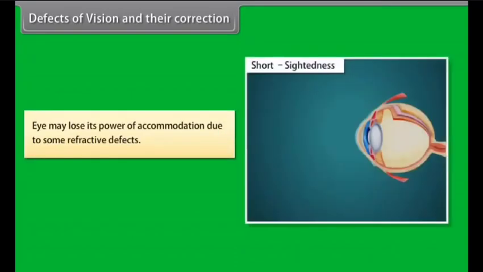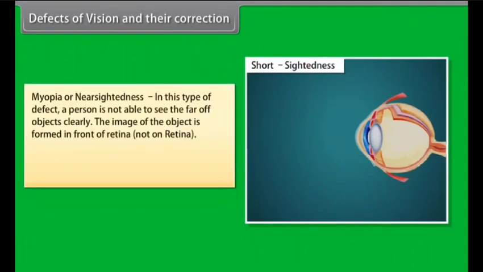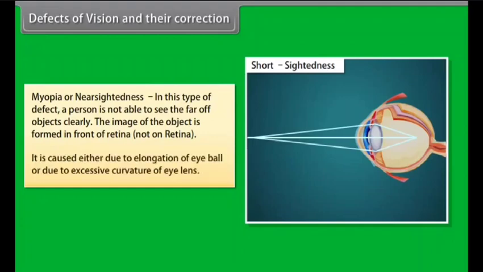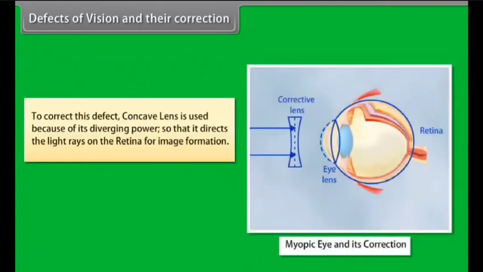Defects of vision and their correction. The eye may lose its power of accommodation due to some refractive defects. There are three such defects. Myopia or nearsightedness. In this type of defect, a person is not able to see far-off objects clearly. The image of the object is formed in front of the retina. It is caused either due to elongation of the eyeball or due to excessive curvature of the eye lens. To correct this defect, a concave lens is used because of its diverging power, so that it directs the light rays onto the retina for image formation.